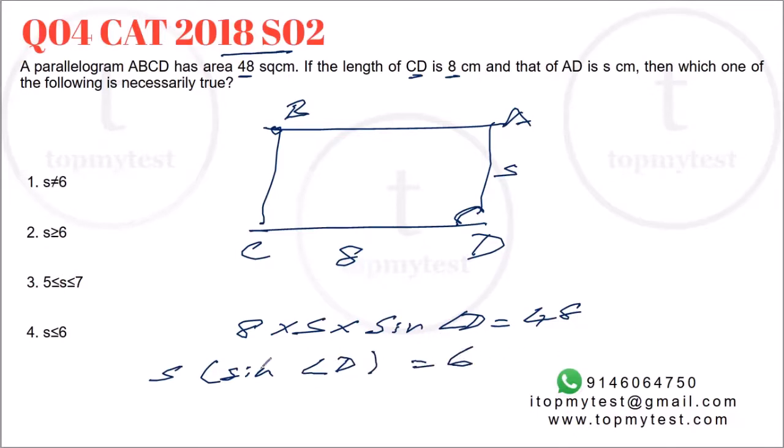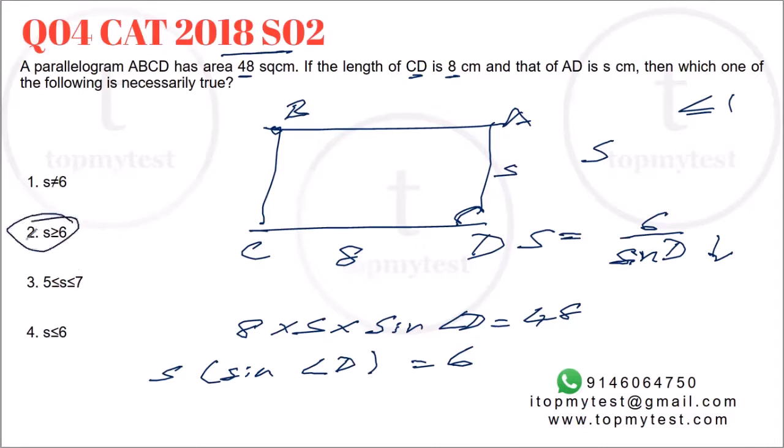Now, the value of S should be equal to 6 divided by sine of angle D. The value of a sine will be definitely less than or equal to 1, which means S has to be divided by a value less than or equal to 1. If you put 1 over here, then it will be 6. As the denominator keeps on decreasing, the value will keep on increasing, right? Which means the lowest possible value is 6. So option 2 will be your correct choice.